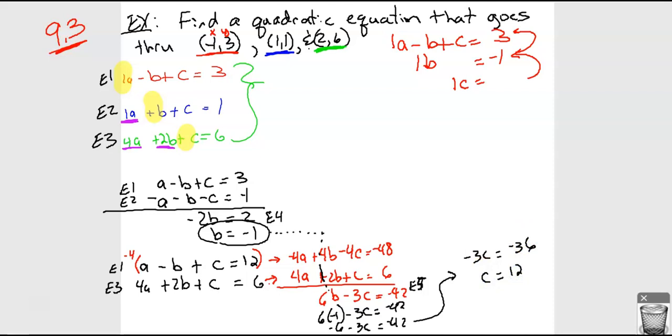So now I know c equals 12. And remember, I'm trying to find my a, b, c, my ordered triple. So I know c equals 12, and I'm going to back substitute that in.